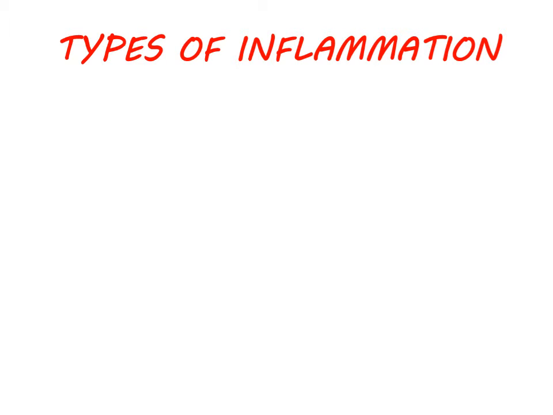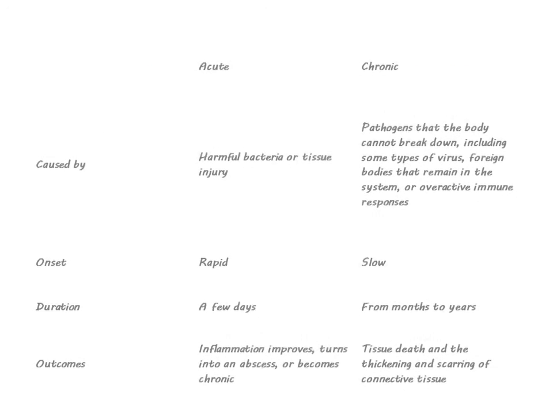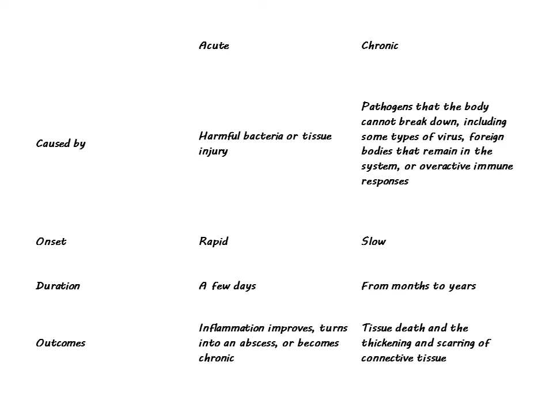One is types of inflammation. There are mainly two types of inflammation. One is acute and the other is chronic. So let's see in detail what is acute and what is chronic, and their characteristics also. Acute and chronic and their characteristics can always be explained in these ways: what is causing the acute or chronic inflammation, that is, the causes. The next one is onset, how quickly it will occur, whether it is rapid or slow. Duration, how long it takes. Then outcomes, what the outcome is if the person is affected with acute or chronic inflammation.